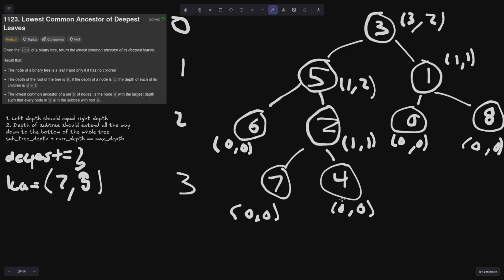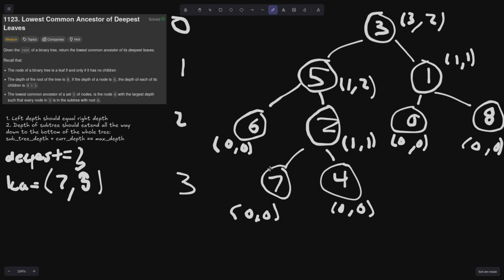Okay, we come back up to 2, do the same thing for 4. Because 4 is not deeper than 7, nothing really happens. But we do end up returning, like we said, the left and right depths of these subtrees. And at 2, we see that our depths are equal to each other, left depth equals right depth. The depth of the subtree extends all the way down to the bottom of the whole tree. So the current depth we're at, 2, plus either one of these because they're equal depth, plus 1 equals 3, which is our deepest depth.